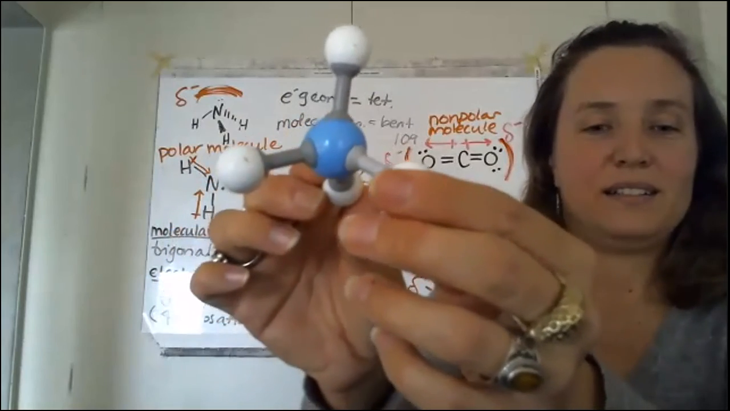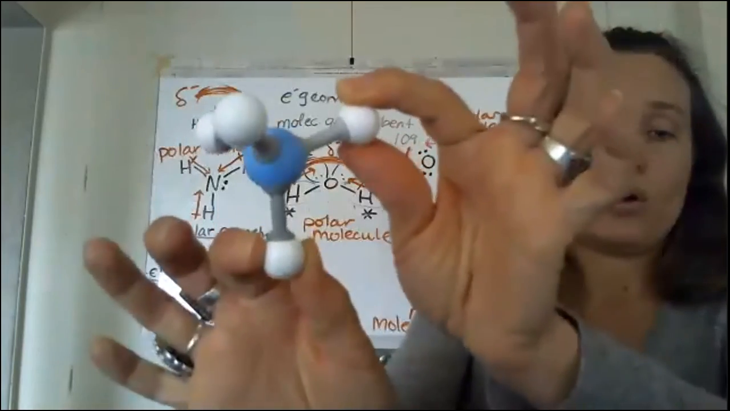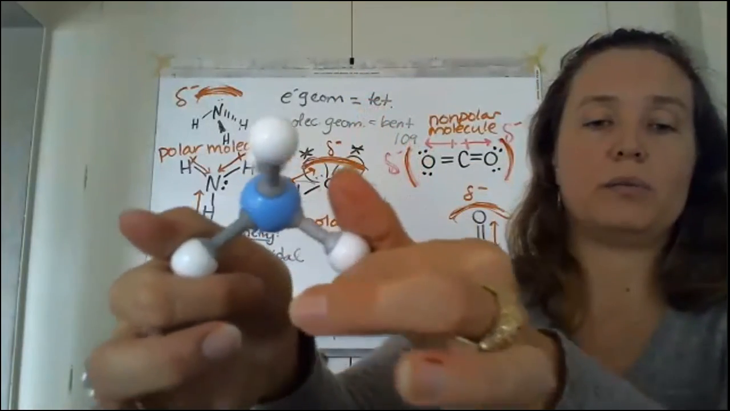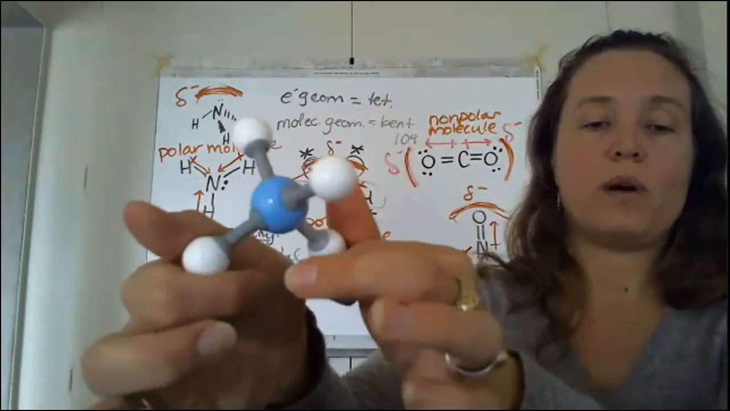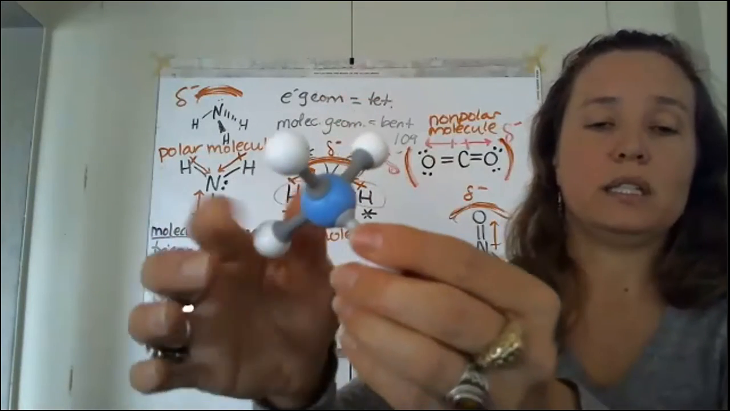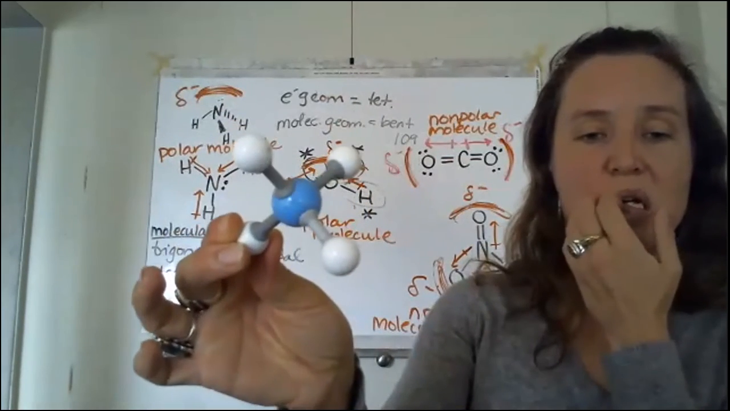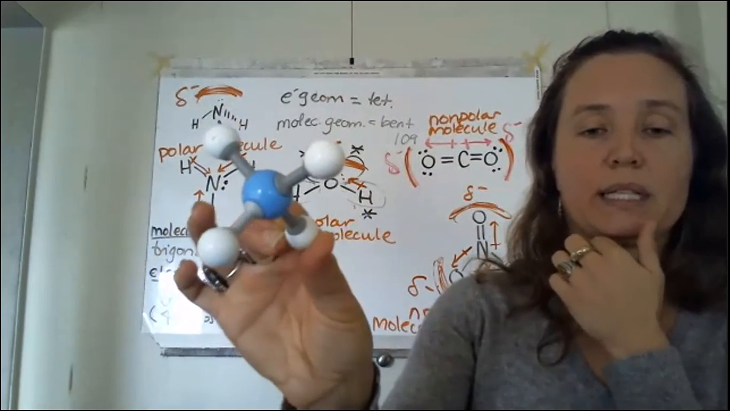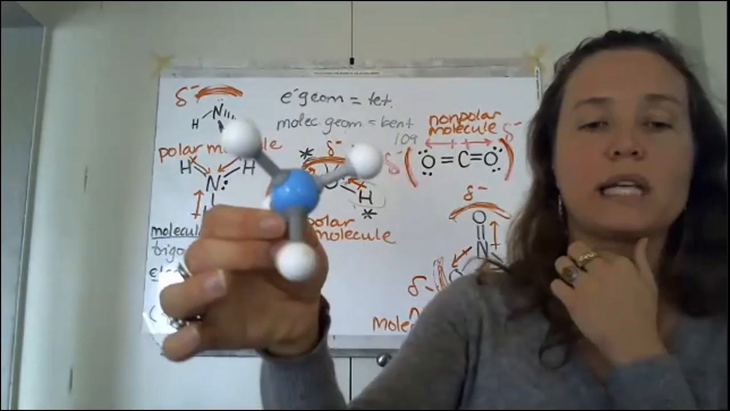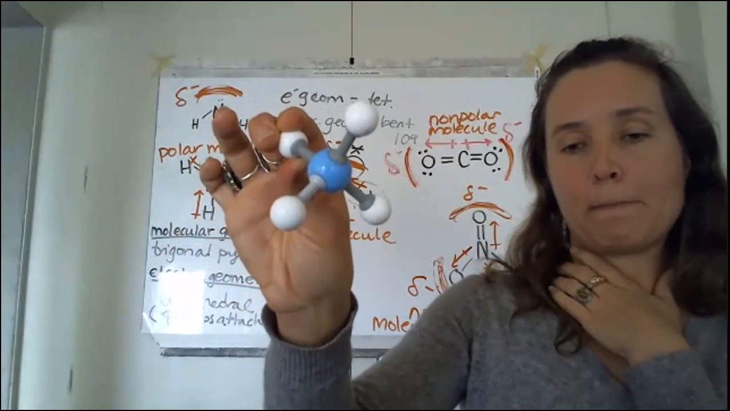So once you get a tetrahedral shape with all of the atoms the same, it's non-polar. No matter what. Even if you've got fluorines on here, it's still going to cancel out, because it's a symmetrical molecule, and there's not going to be one side of the molecule with more electron density than the other side.